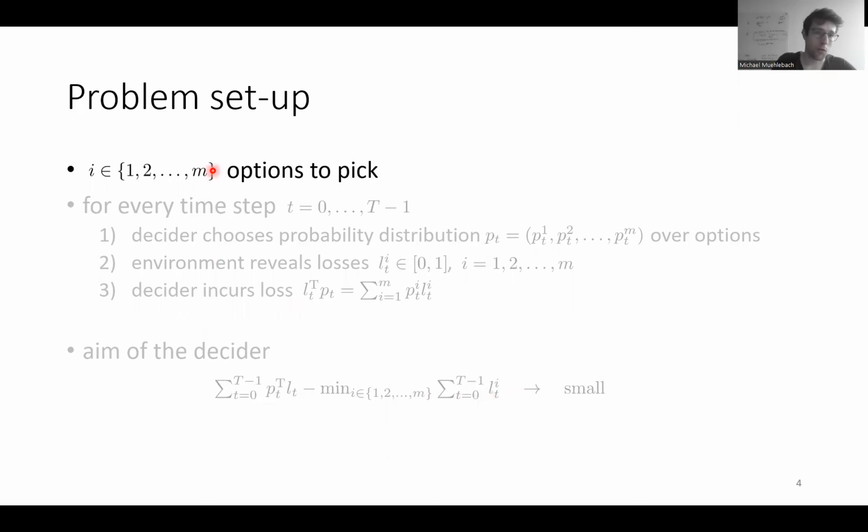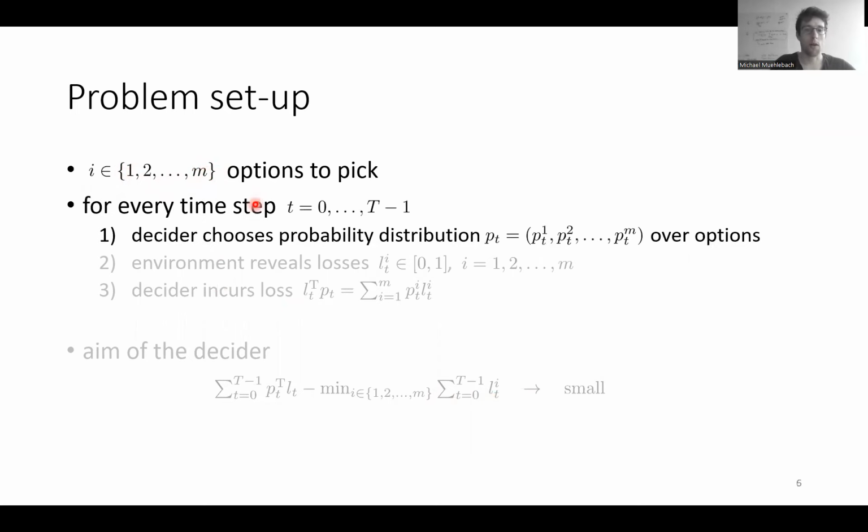So let me briefly introduce the problem setup. We assume that we have to make choices. We have to pick one out of these m options, where m denotes the number of options. And we have to do these choices repeatedly over time. For each time step t, where t goes from 0 to T minus 1, we choose a probability distribution over the different options.